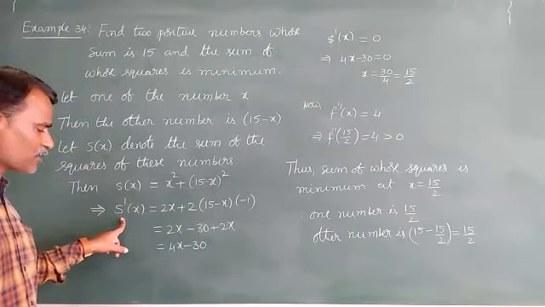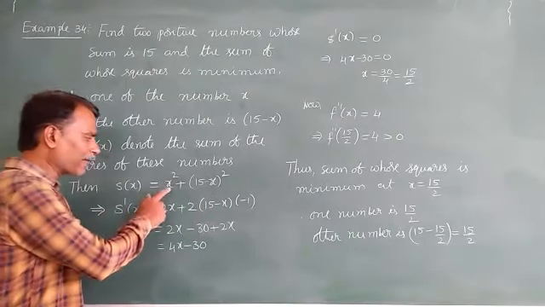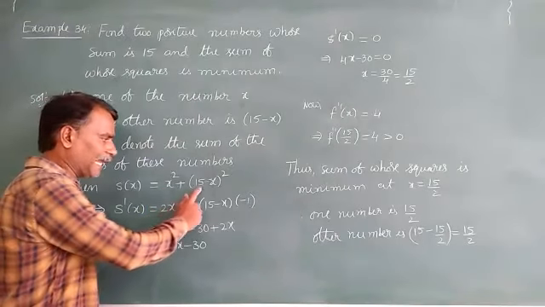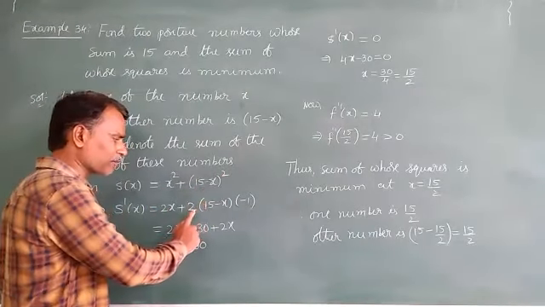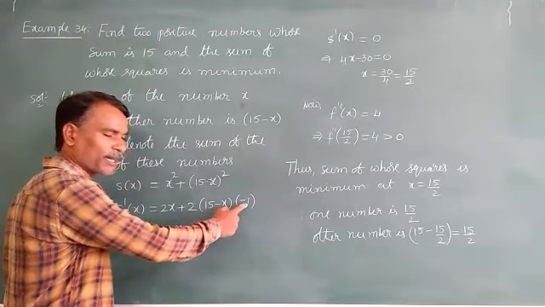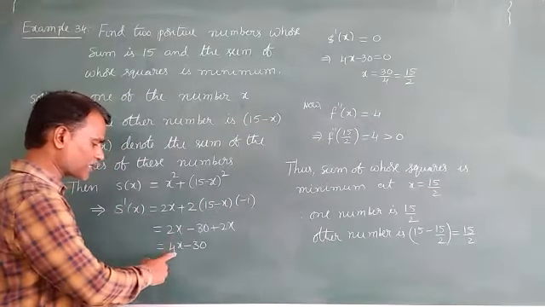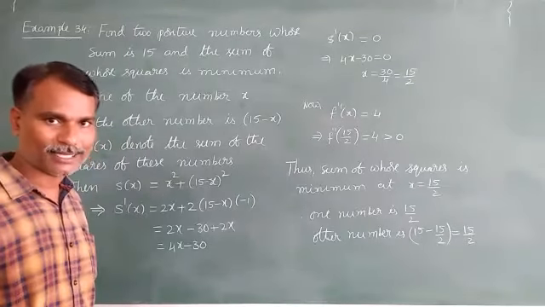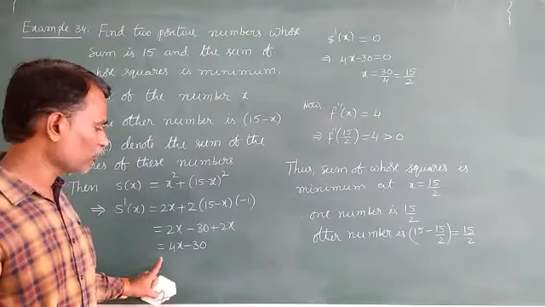Just go for the first derivative. The derivative of x square is 2x. The derivative of (15 minus x) square is 2 into (15 minus x), and again the derivative of 15 minus x is minus 1, so a minus will come. Simplifying this, we get 4x minus 30.